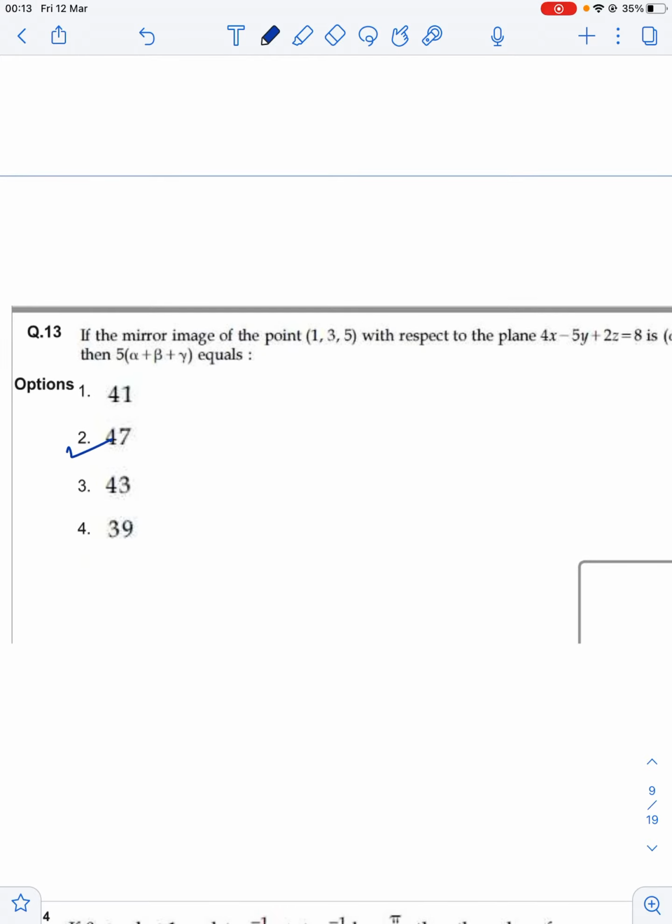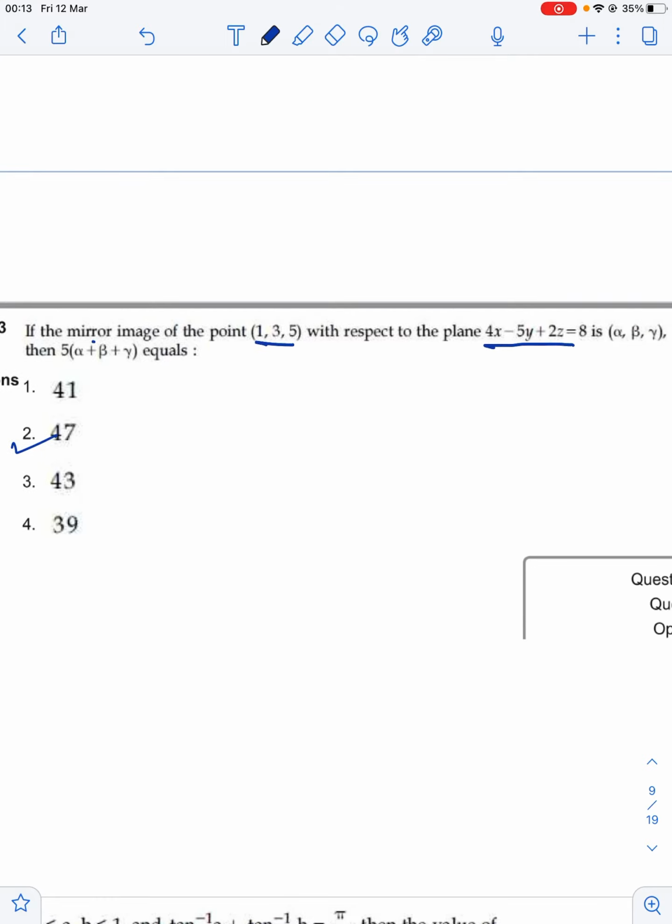Question number 13, again a very straightforward question based on the formula of image which was told in the class. Now the mirror image of this point with respect to this plane is this. So the plane is given as 4x minus 5y plus 2z minus 8 equal to 0. The image formula for 3D is the same as the image formula for a line in 2D.